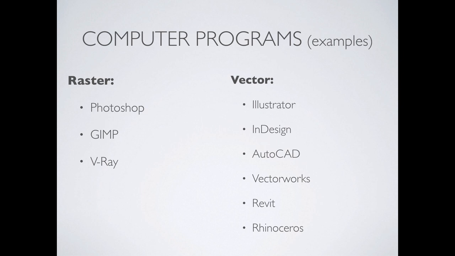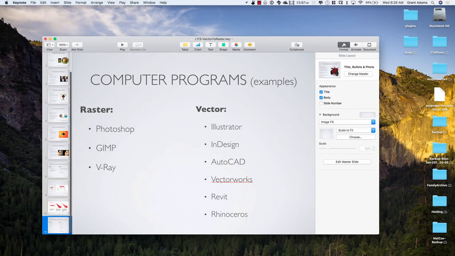The opposite, the vector graphics, are Illustrator, which we're going to work with today, but things like AutoCAD, Vectorworks, Revit, those are all vector-based graphic programs. Rhino's another example. So these are fundamentally different than our photo example. SketchUp, another example of a vector graphic. Okay, so there's just different programs, and they're intended for different things. So at least my hope today is that you have a better understanding of the difference between those two.